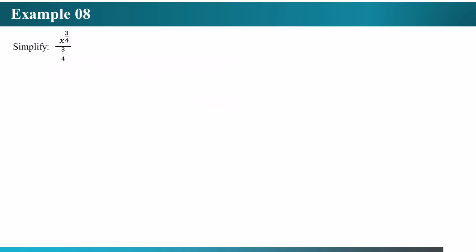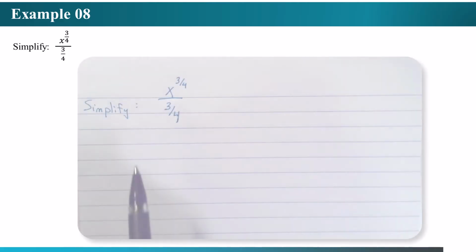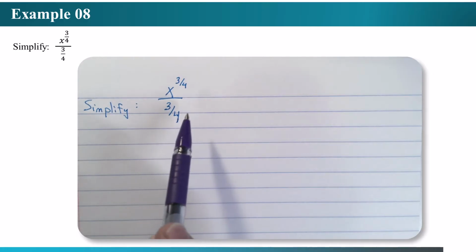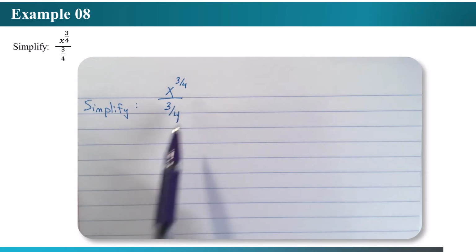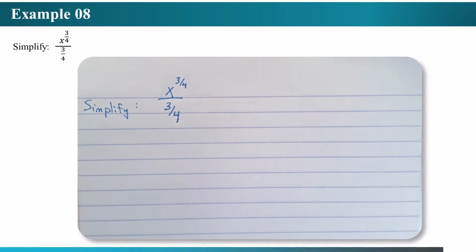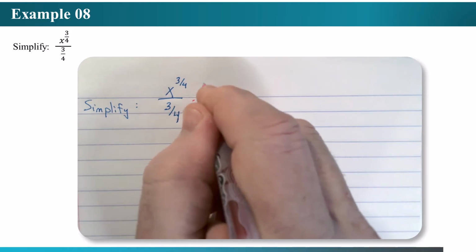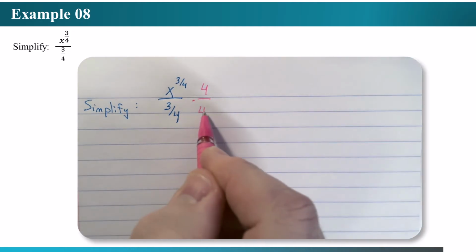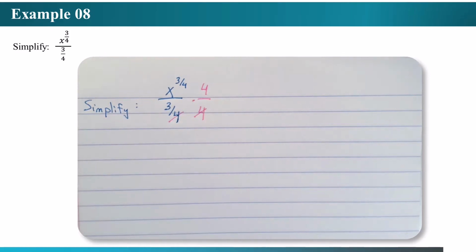Example 8. Simplify x to the 3/4 divided by 3/4. Now we can approach this in a couple of different ways. I think the easiest way here is just to recognize that if we multiply the top and the bottom by 4, then that would cancel out with this 4 down here in the denominator. So I'm going to multiply the top and the bottom by 4. And this 4 and this 4 cancel out.